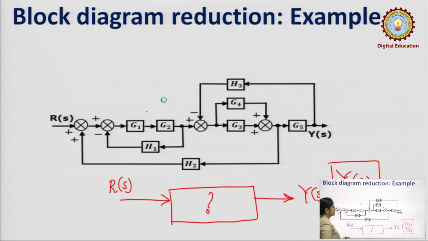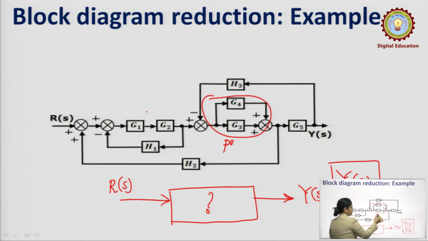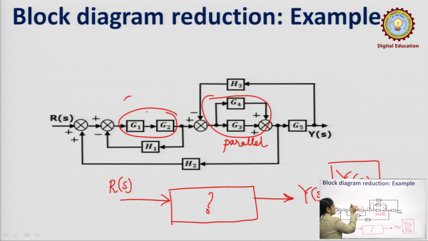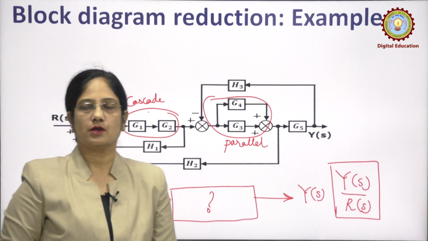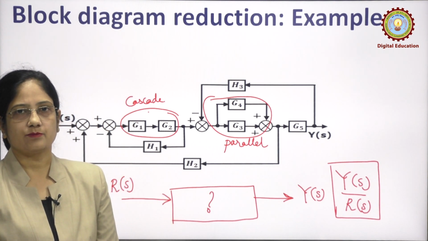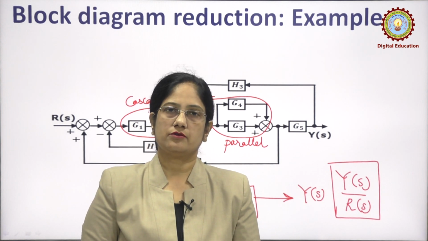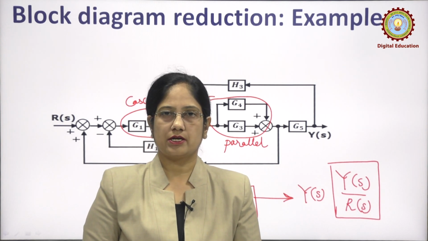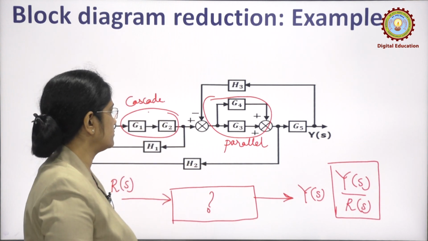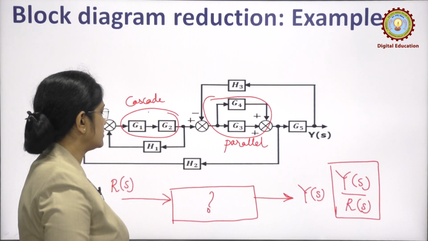Next we can see in this block that G4 and G3 are parallel. This is a parallel combination, and this is the cascade combination. So, according to the steps or rules we have studied, first we need to check whether any blocks are in cascade or in parallel. In this complete combination we can see that, and that has been reduced in the next block.